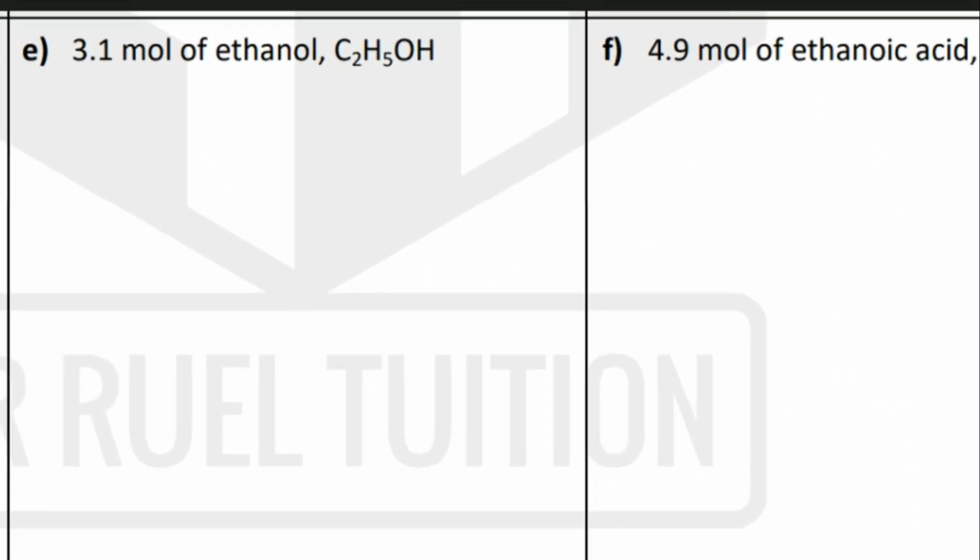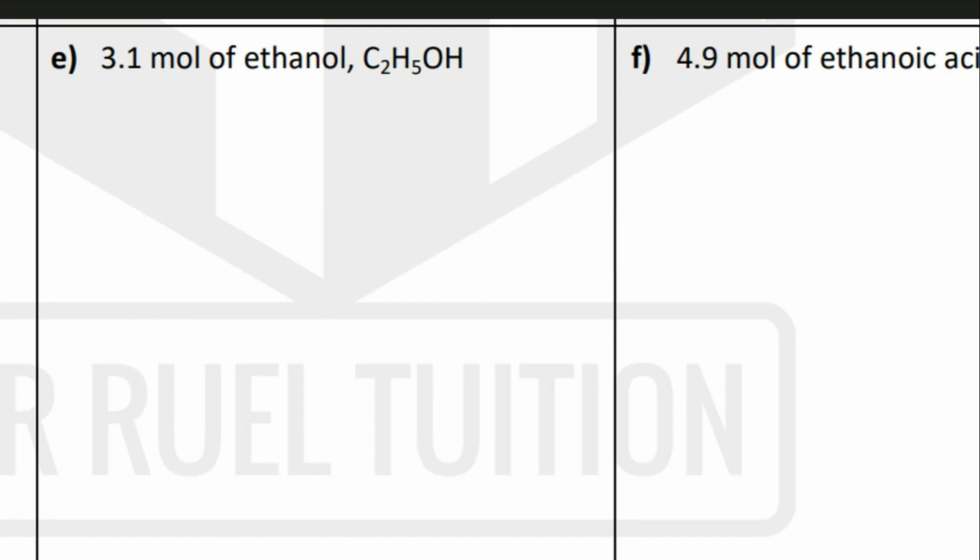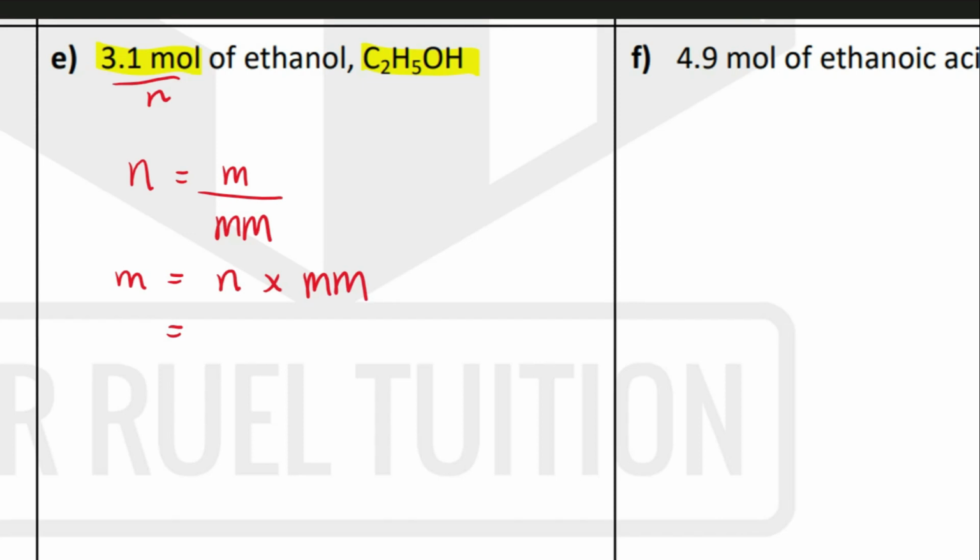Let's try a slightly more complicated one. What is the mass of 3.1 moles of ethanol? Once again, we are given the number of moles and we are required to find the mass. The relationship between the two is moles equals mass over molar mass, and therefore the mass equals the number of moles multiplied by the molar mass. The molar mass is the relative mass, and for this molecule, we look at the relative molecular mass.